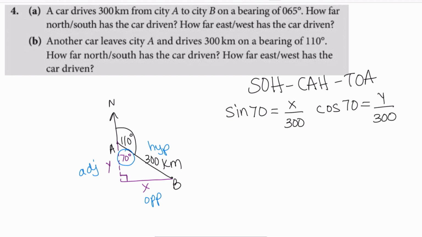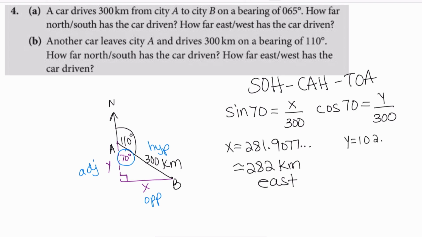Put these in your calculator. 300 times the sine of 70 is going to give me 281.9077 ... which is about 282 kilometers, which is east. And if I multiply 300 times the cosine of 70, I'm going to get that y equals 102.606 ... which is approximately 103 kilometers south.